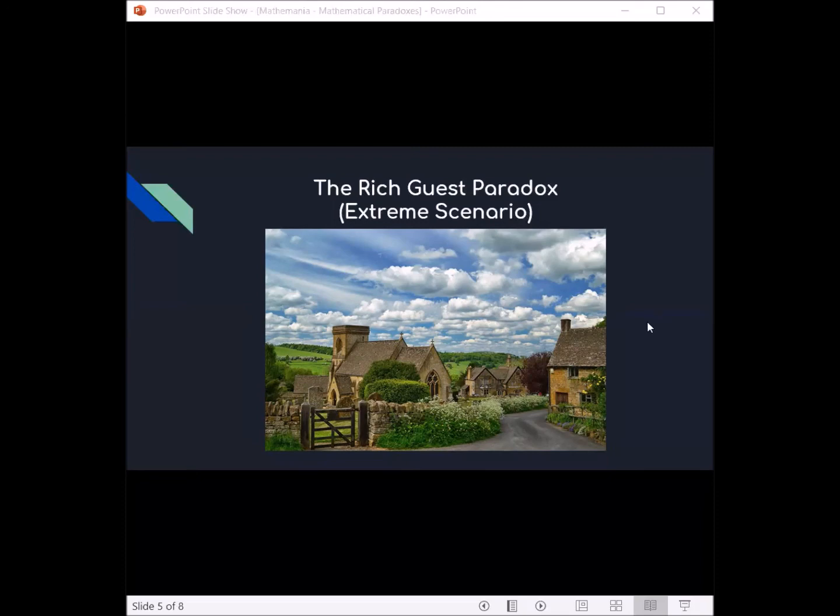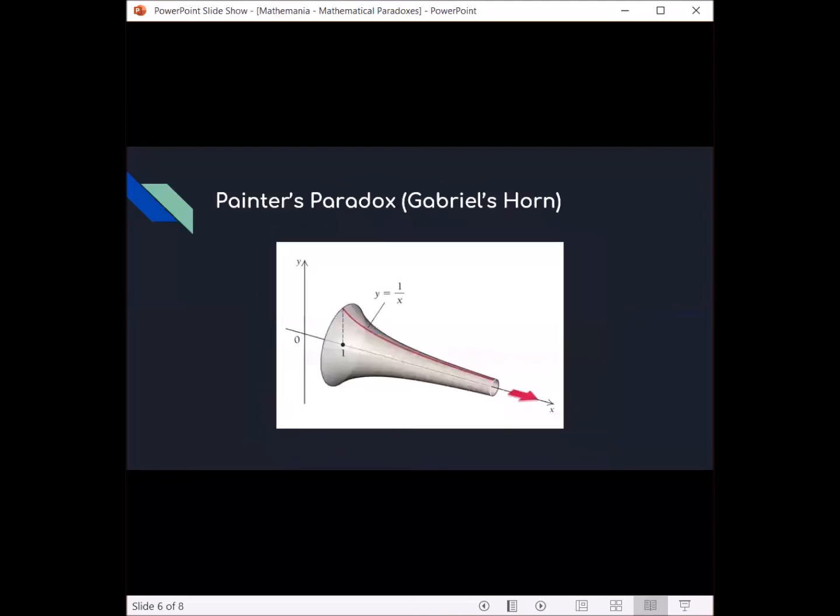And while you do so, also think about these two other paradoxes, which are pretty cool. So the two other paradoxes are the painter's paradox, which is Gabriel's horn. As you can see the shape, this is basically the graph of y is equal to 1 by x, which is curved around the x-axis. And it is limited from 1 to infinity. It goes on till infinity. And this shape has an infinite surface area because obviously it goes on till infinity. However, it has a finite volume. So do research about this.